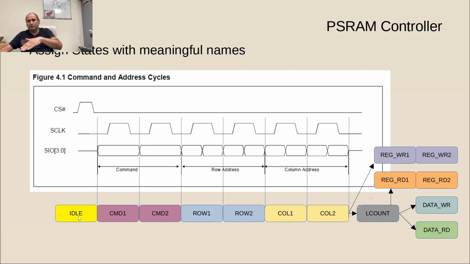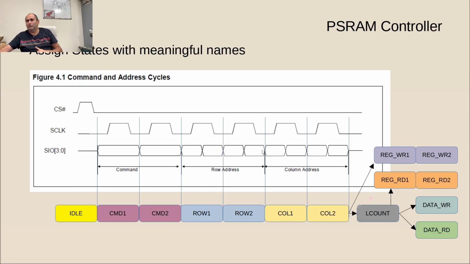Now we transition from the idle state into the command state when the enable signal comes with all other signals like read or read-not-write. Of course, based on those signals, we transition to command 1, command 2. This is actually the diagram from the datasheet.